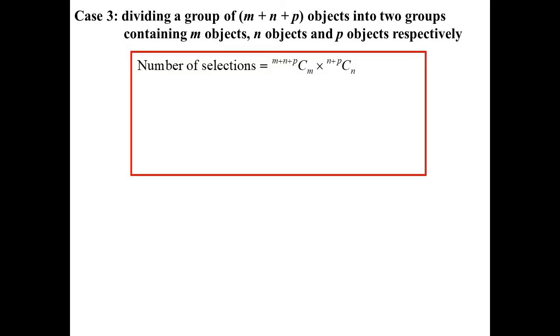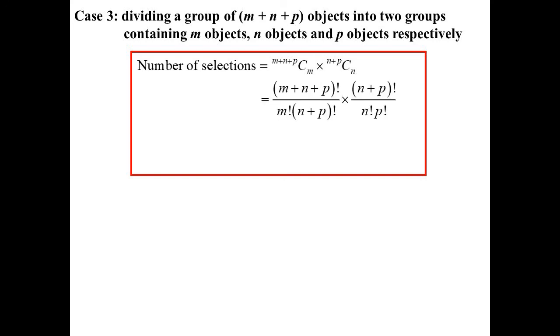Let's take it a step further. So I now have m plus n plus p objects all up. And we're going to break them up into a group containing m, then n, then p objects. So what I would have done is this. Well, first of all, I'm going to pick the group with m in it. So from the m plus n plus p objects, I'm going to choose m of them. But now I'm left with n plus p objects. So of that n plus p, I'm going to choose a group of n. And that will then leave me with the third group of p objects.